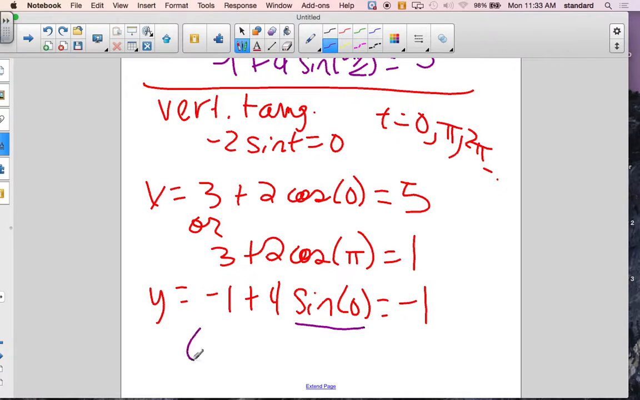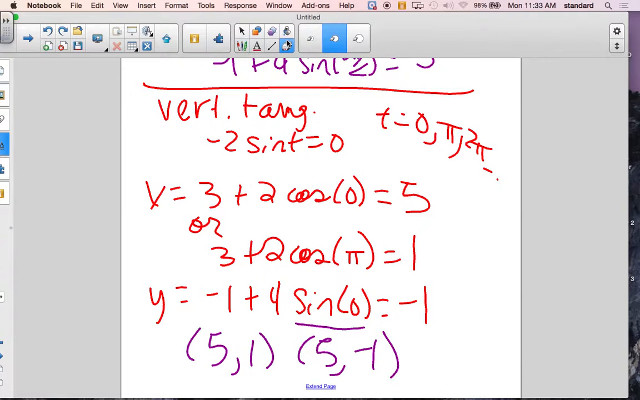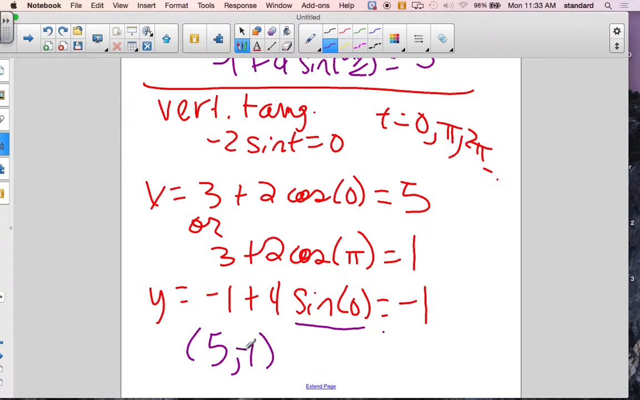So what are those points? Vertical tangents occur at 5, -1. Sorry. I better rewrite the whole thing, I'm messing this up. At 5, -1, and at 1, -1.